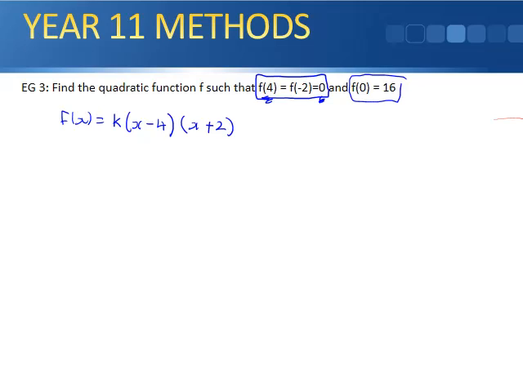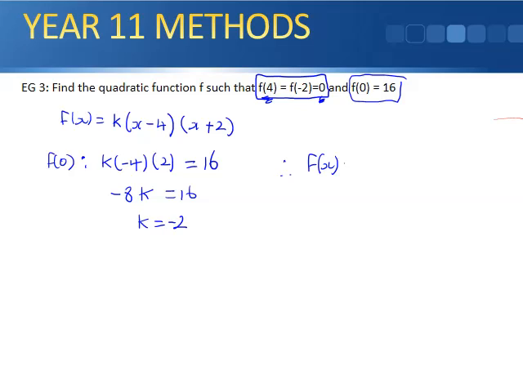The other part that we know is when x is 0, we get 16. So if we substitute f(0) in here, we get k times -4 times 2, and the whole answer is 16. This is -8, so -8k equals 16. So k equals -2. So therefore my rule is f(x) equals -2(x minus 4)(x plus 2).